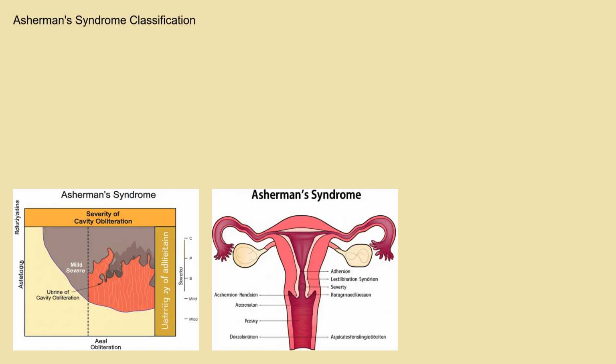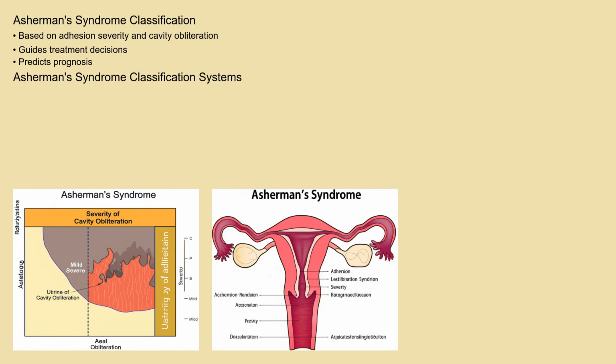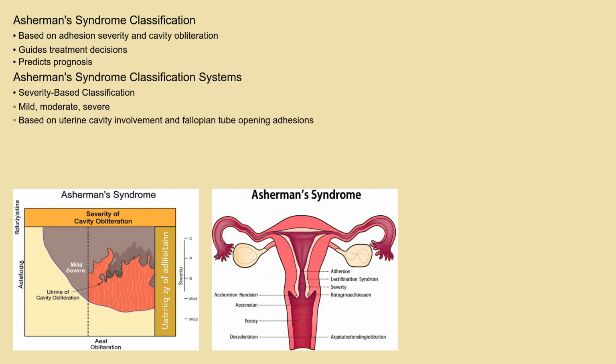Asherman syndrome is often classified based on the severity of the adhesions and the extent of uterine cavity obliteration. One commonly used classification system categorizes adhesions as mild, moderate, or severe, depending on the amount of uterine cavity involved and the presence of adhesions in the fallopian tube openings. Another system focuses on the type of adhesions, differentiating between filmy, dense, and confluent adhesions. These classifications help guide treatment decisions and predict prognosis.